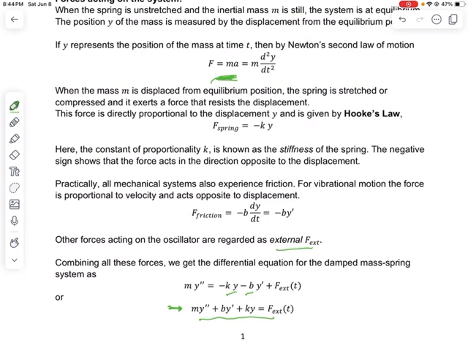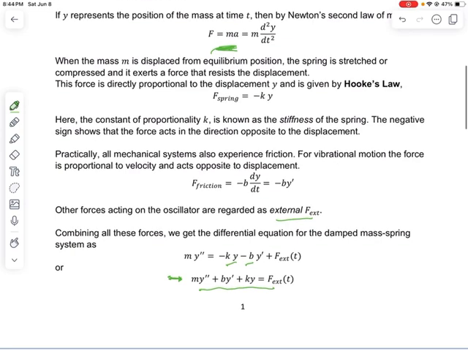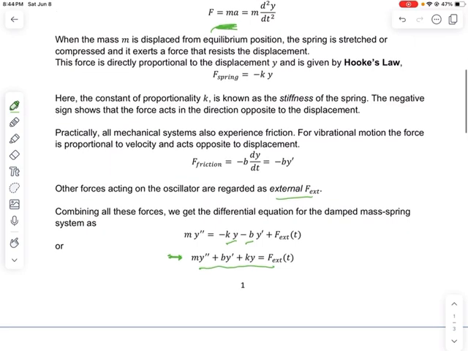So if you note, this is a second order linear differential equation. Now we will see how we solve them. That is going to be in the next section. In this section, we will talk about different values of k and b and m, and how they affect the motion of the spring.